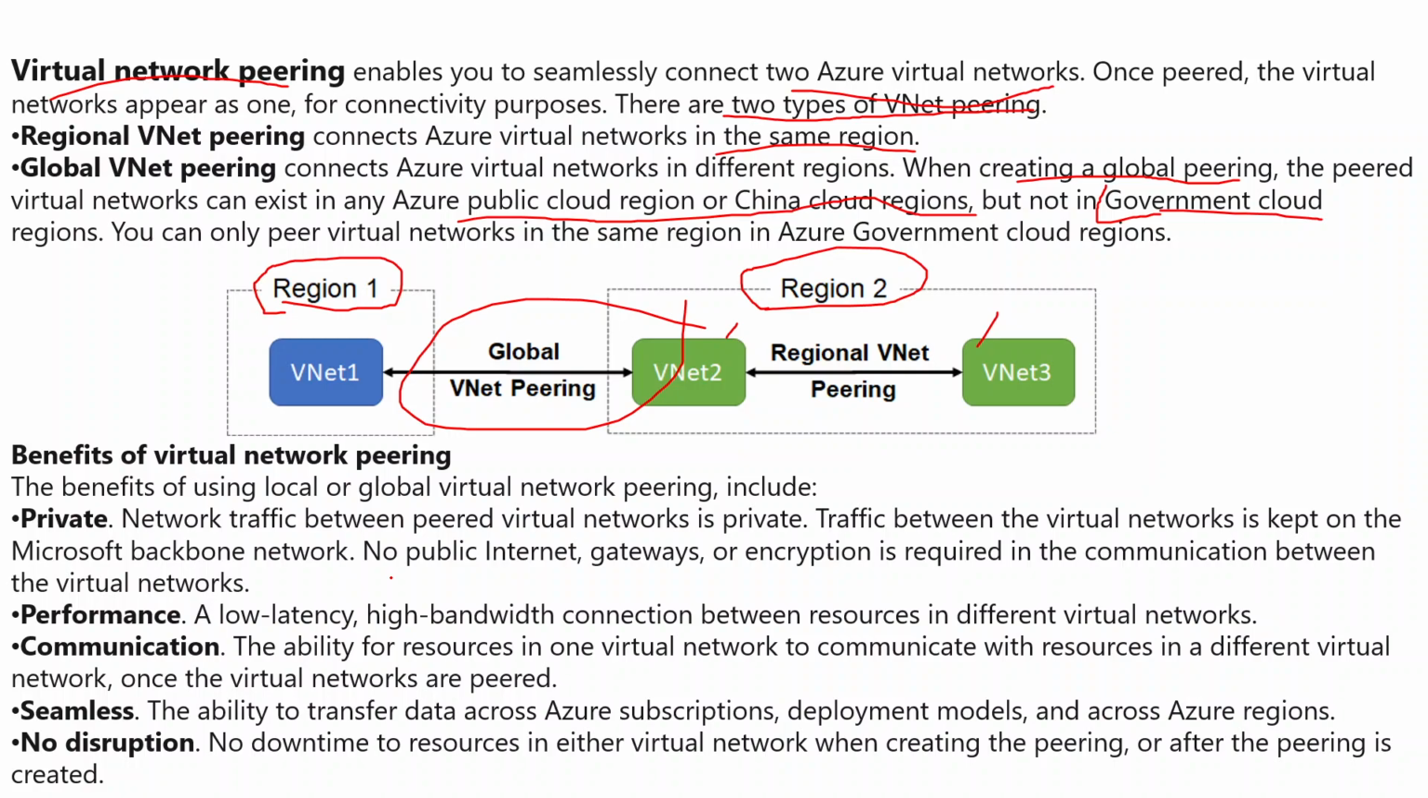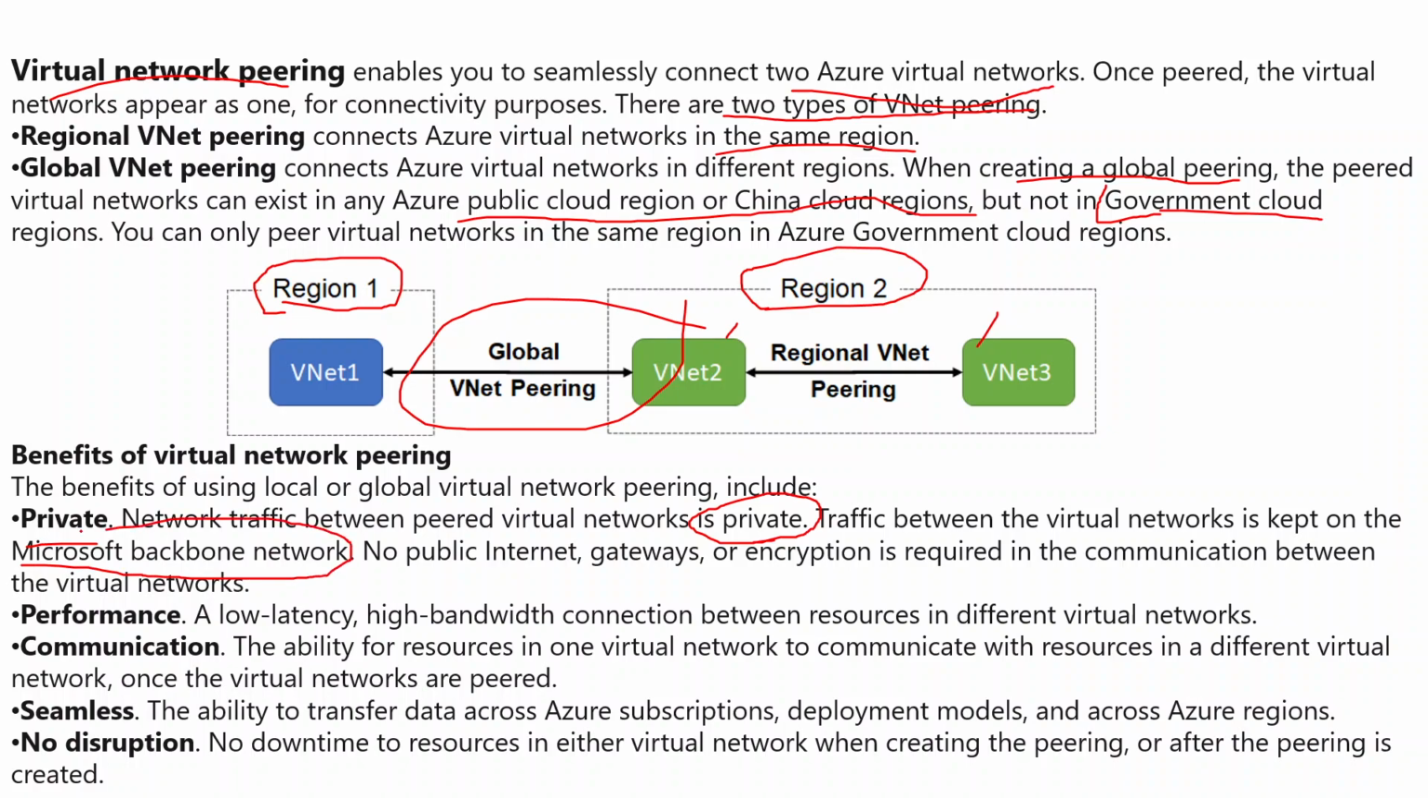And what are the benefits of virtual network peering? Whether you are using local or global virtual network peering, it is private. The first thing is security. Network traffic between peered virtual networks is private. It is not exposed to any public ports, so you can use it in a private, secure manner. Traffic between the virtual networks is kept on the Microsoft backbone network. Okay, this is one important thing.